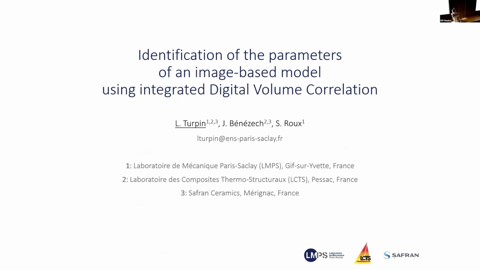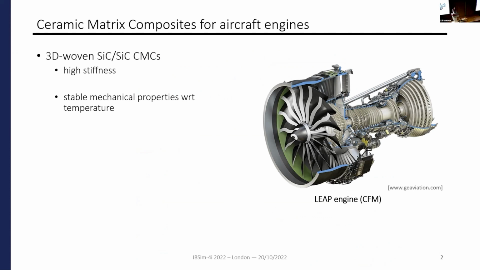Thank you. Good morning. So I will talk about a means to perform identification of the parameters of an image-based model using integrated digital volume correlation. During my PhD thesis, I worked on ceramic matrix composites for aircraft engines. Those composites are 3D woven silicon carbide composites. That means that the matrix and the fiber are both in silicon carbide.